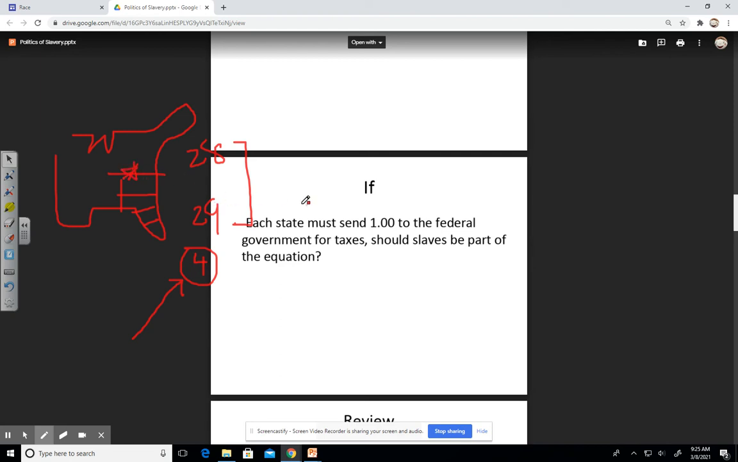So if you're not sure about what's going on here, the federal government, represented by this star, needs to collect money from the states for the federal government. How much should they pay? Well, it's going to be based on population. They're going to pay 28, they're going to pay 29. However, the southern states are saying, well, no, we want to only pay 4 because we're not counting our slave population.